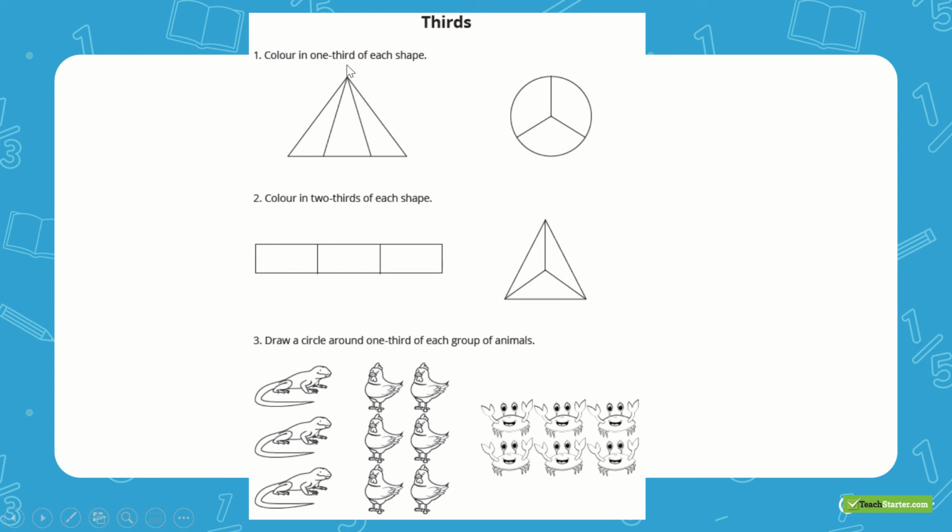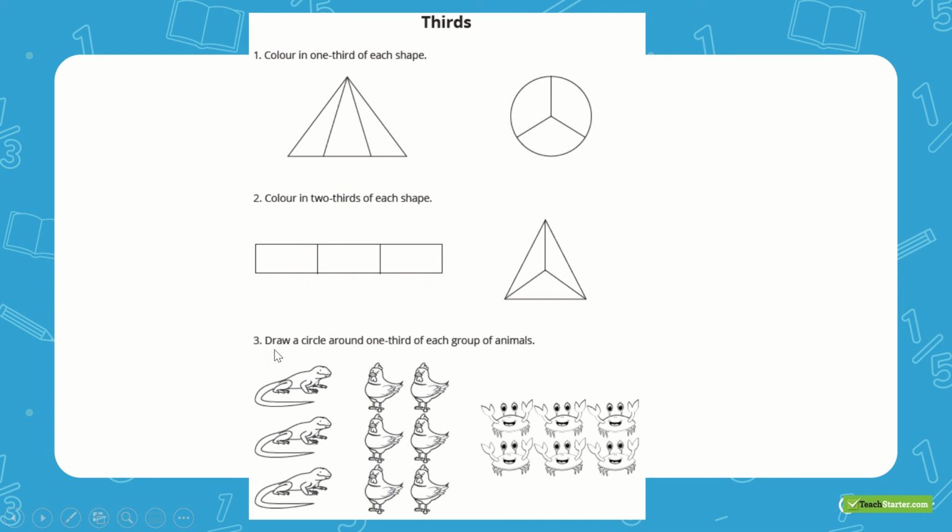So number 1, color in 1/3 of each shape. So remember, it's been split into 3 equal parts. So all you have to do is color in just 1/3. Number 2, color in 2/3. So remember, you're just coloring 2/3. So that's 1/3, 1/3, 1/3. And you just color 2 of them.